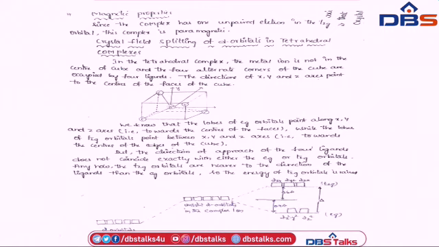In the tetrahedral complex, the metal ion is at the center of the cube, and four alternative corners of the cube are occupied by four ligands. Once again I explain this. In the tetrahedral complex, the metal ion is at the center of the cube, and the four alternative corners of the cube are occupied by four ligands.